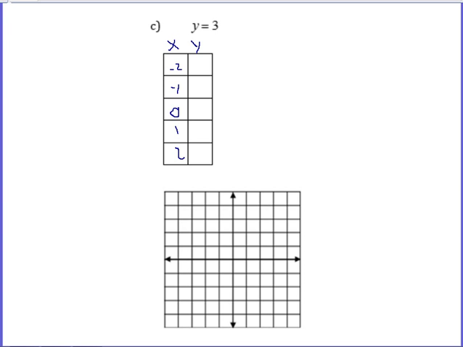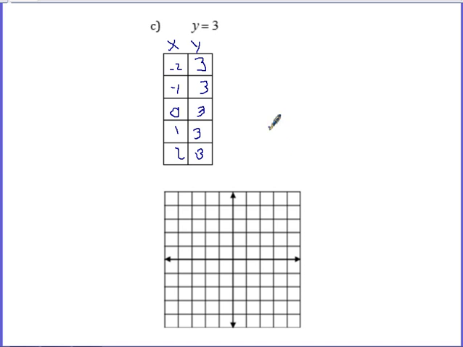I want to look at this one, though, it's kind of a special case. It says y equals 3. There's no x anywhere in there, so how am I supposed to plug in x values? We don't have to. All right, if y is equal to 3, then it means no matter what x is, y is always going to be 3. So these are all going to be 3's no matter what, always 3's.